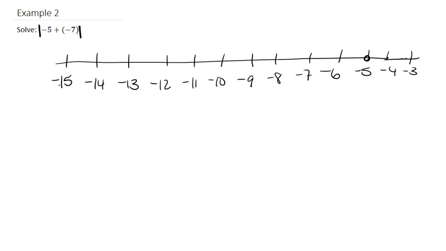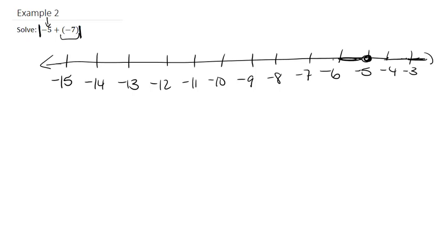As you can see, we're getting more negative as we go to the left, and this will continue on both sides. And this is becoming less negative as we go to the right. Now, we start at -5 because here's our starting number. Then we need to move over 7 units. And we know we need to go left because it's negative.